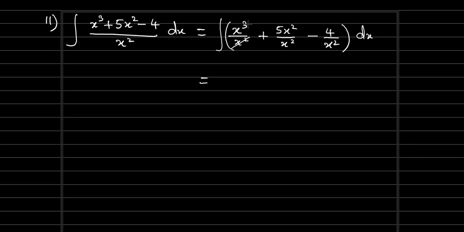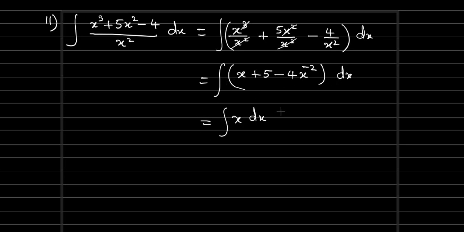Now x square will cancel with x square, and one more x square cancels. What are the leftover terms? Here x, and here only the constant 5. And x square, if you take it to the numerator, you will have a negative sign in the power. The given question we changed to this. Now we can proceed with the integration, integrating each term separately.